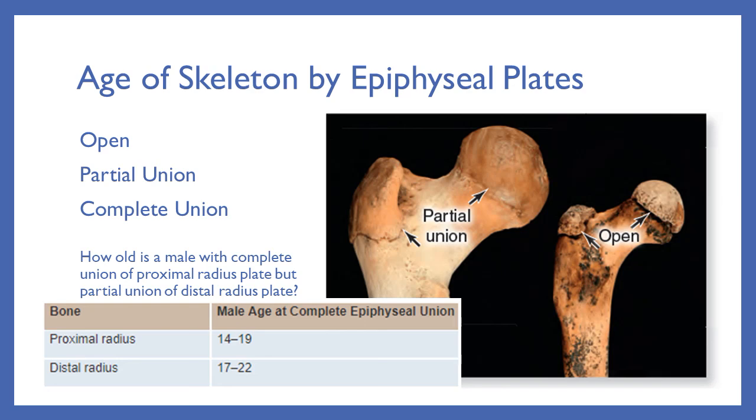Now, if both of the radius plates were open, we would have been looking at someone younger, and we could have used the overall size of the bone to estimate it. But if they were both closed, that's when it gets a little trickier because you know they're an adult, you know it's a male, but if both are closed, it can be a little harder to tell.